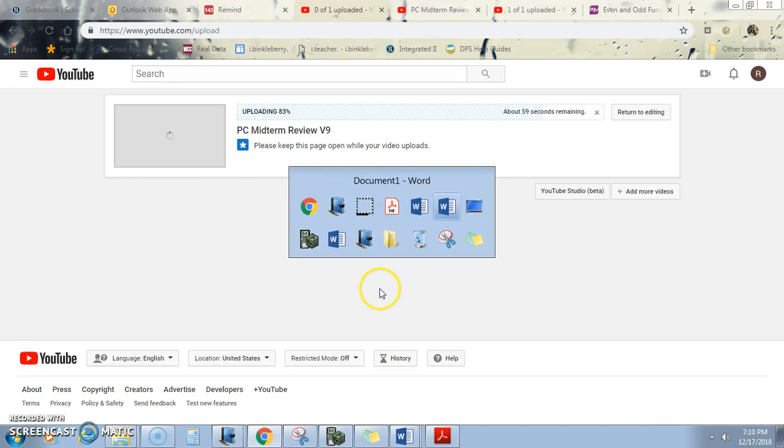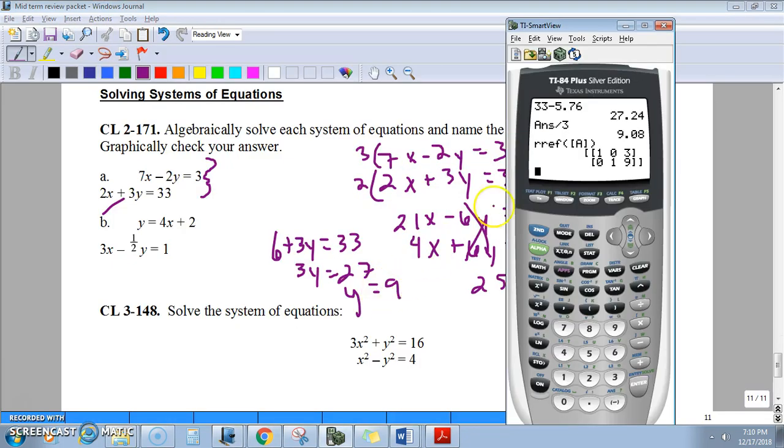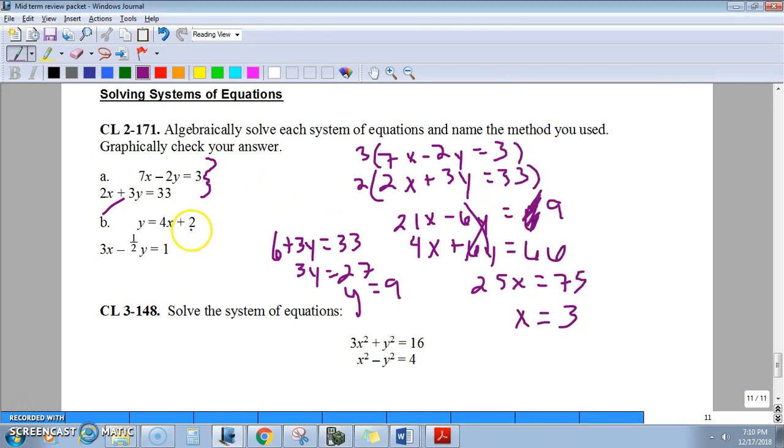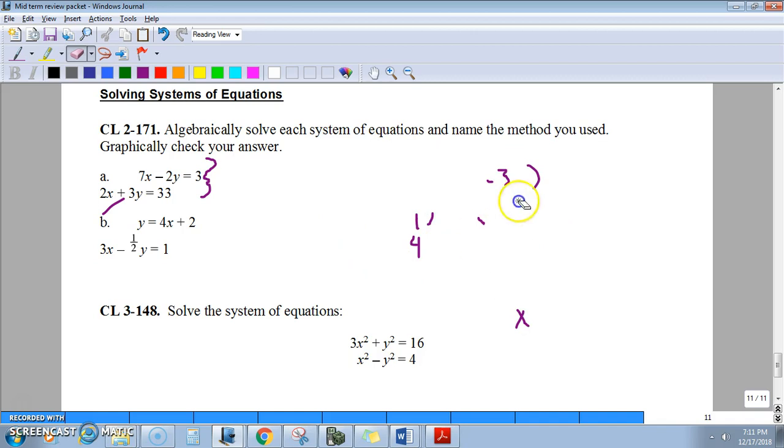And aren't you glad that you checked your answer? And here it is. 1x is 3, and 1y is 9. So 3 and 9. Glad I checked my answers. And then the second one looks like it is going to be easier, let's see, to graph it, because 1 is already solved for y.